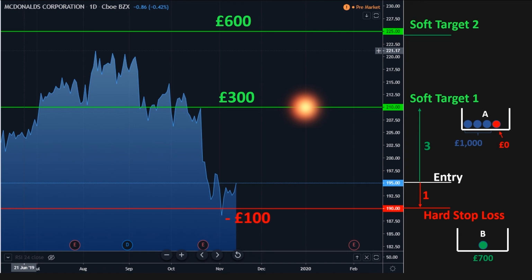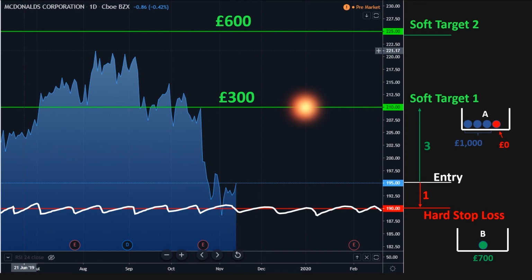Now, what does that actually mean? Well, there's two things we can actually do here. Start to think outside the box. What sort of things could we do here? Well, the first thing is make the position risk-free. How do we do that? We move our hard stop loss from minus 100 and we move it to £175. So no longer now is our downside minus £100, our downside is making £175.